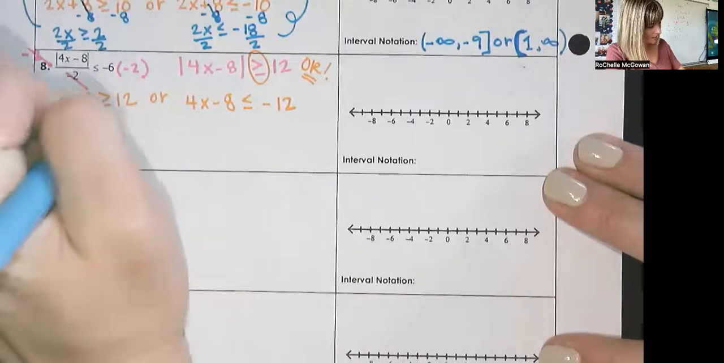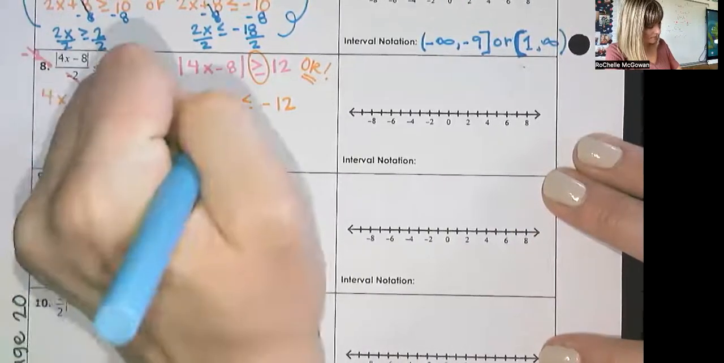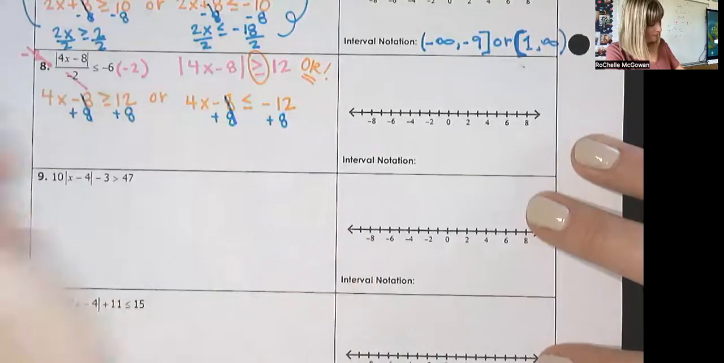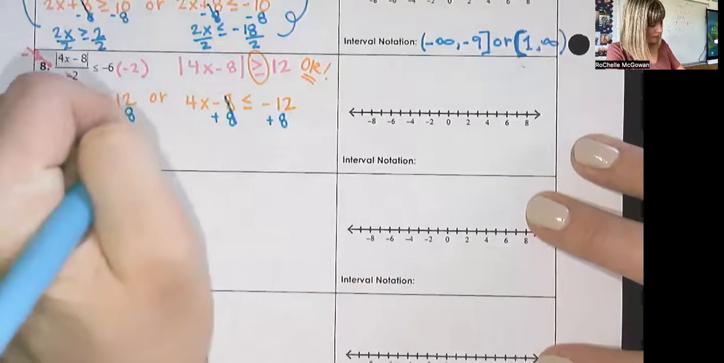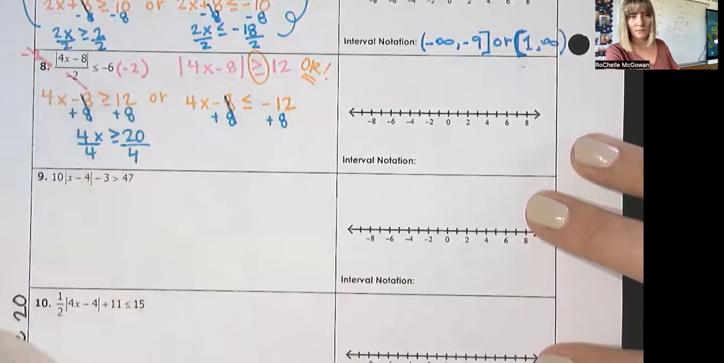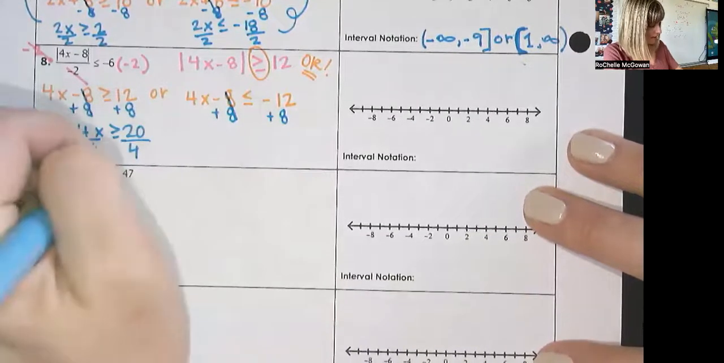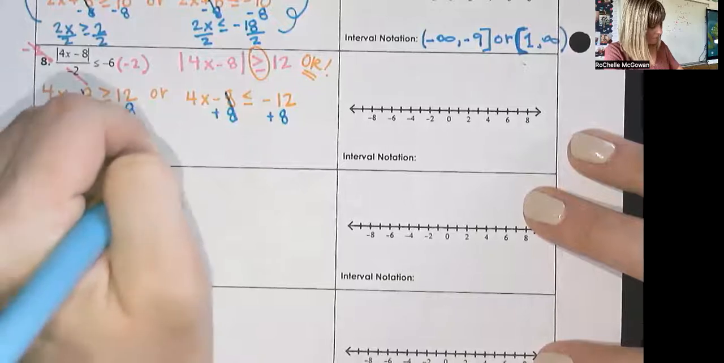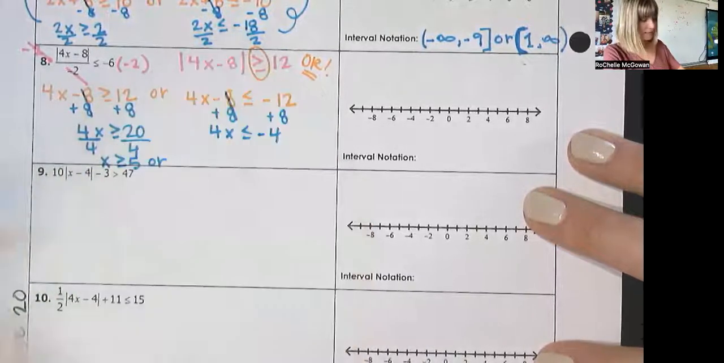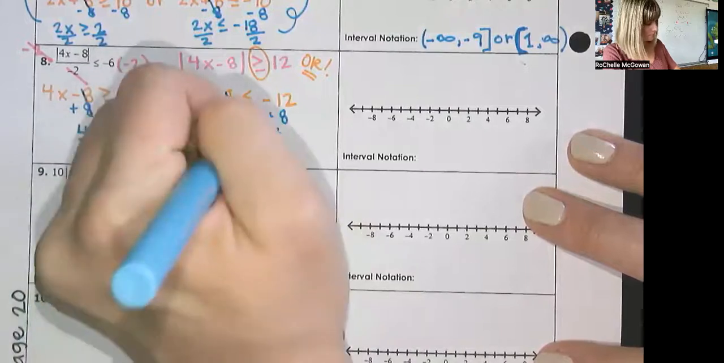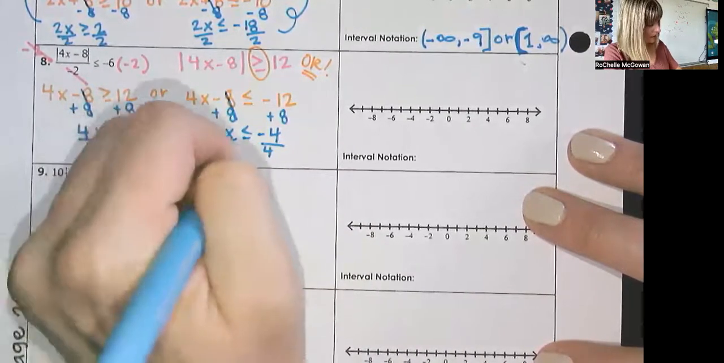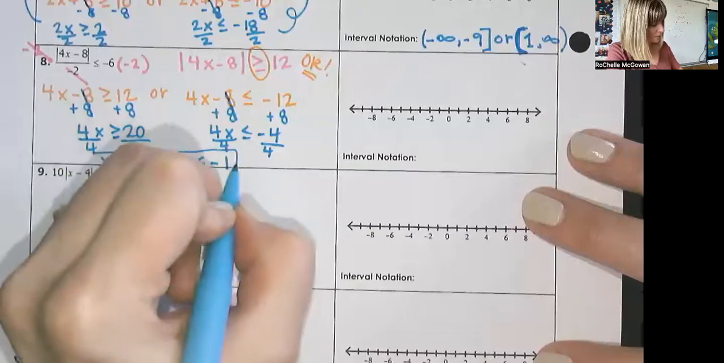Here I go. Add 8 to both sides. 4x is greater than or equal to 20. Divide by 4, divide by 4. You don't have to do, I just got so into adding 8 that I did it everywhere. X is greater than or equal to 5, or this half, negative 12 plus 8 is negative 4, or X is less than or equal to negative 1. None of that required me to reverse symbols.